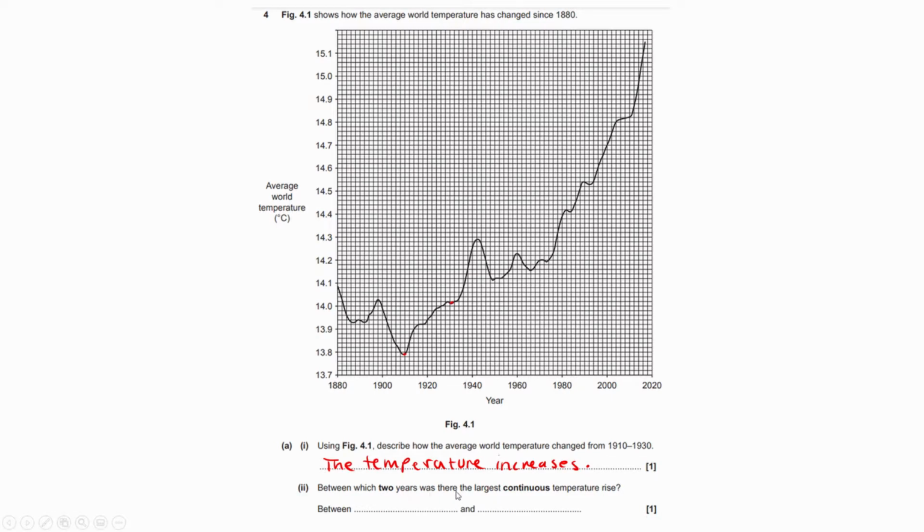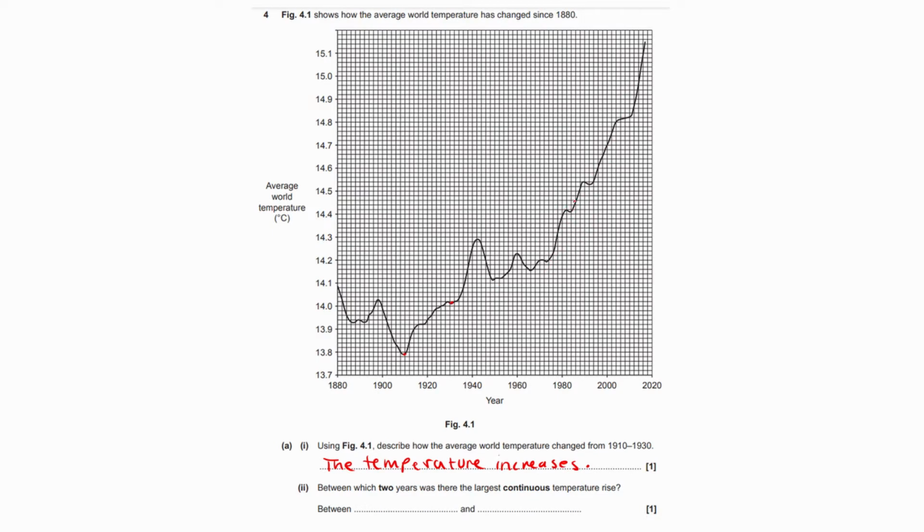Between which 2 years was there the largest continuous temperature rise? So the line tells you what happens to the temperature. So the temperature decreases, it goes up a little bit and then goes down again, it increases slowly, and then there's a spike. So this line shows you how the temperature changes. We need to find the 2 years in which the temperature increases the most, and you can see it roughly happens here, but there are dips.